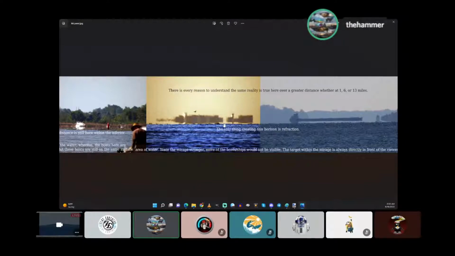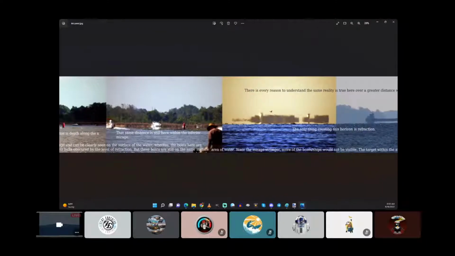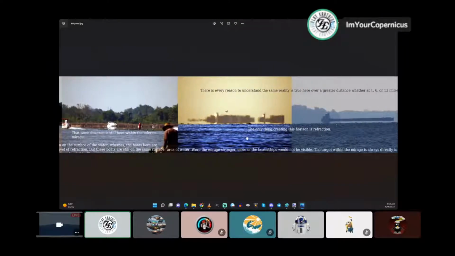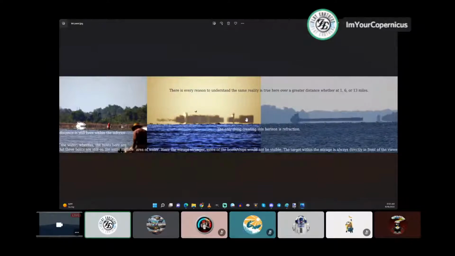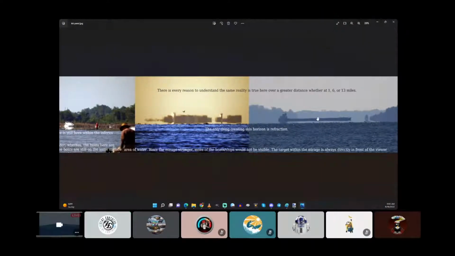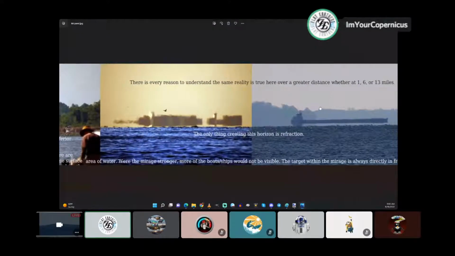So are we really seeing the boat in that picture? You're seeing the top of it, just like you're seeing the top of this boat. Here's the inferior mirage. You can't see the middle part because of internal reflection. So in this boat right here, the whole boat is right here, the entire boat. This part that's down here is not physical. It's a mirage.